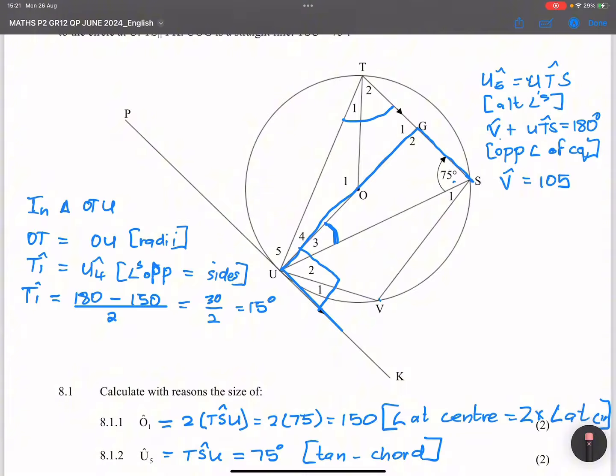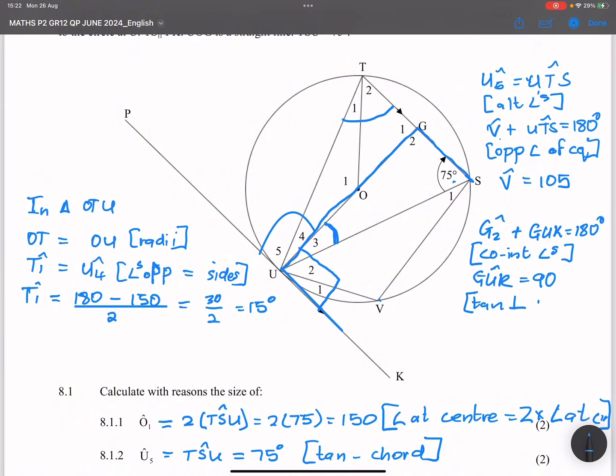So that means G2 plus angle, I'll call it GUK, equal to 180 degrees. Okay, so those are co-interior angles, right? But we already know that GUK is 90 degrees by virtue that, in fact, let's just say it there. So GUK is equal to 90 degrees. And this is because tangent perpendicular to radius. Okay, so then it means that GUK is 90 degrees, right? GUK is also going to be equal to 90 degrees.